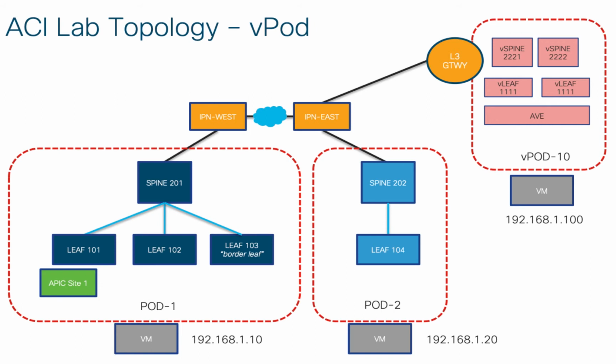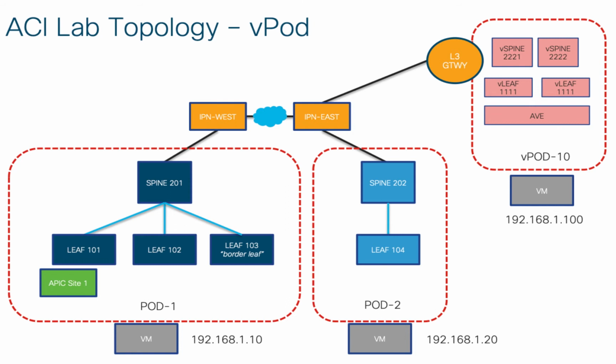In pod 1, I've got a virtual machine here at 192.168.1.10. I've already put it into an EPG and established basic networking connectivity inside the pod. In pod number 2, I have another virtual machine in another EPG at 1.20, and then over in the vPod, a third virtual machine on the same subnet in another EPG. I've already got contracts and all of that stuff already set up.